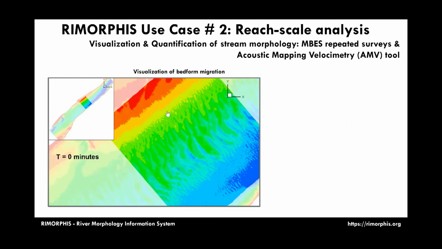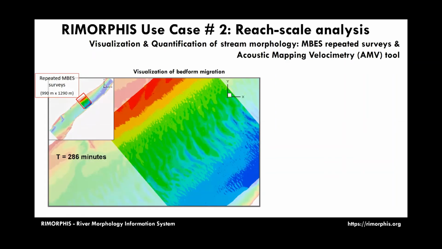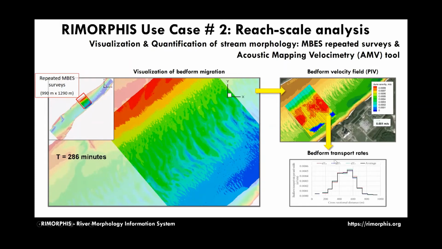Another example, I would like to bring here the repeated MBES surveys from the same data set. On this area, 4 repeated surveys were obtained, and as you see in this animation, those 4 can be visualized. You get a sense of what the dynamics are on the bed form. And then we apply PIV on these repeated images to get bed form velocity fields, and with analytical equations, we can calculate bed load transport rate remotely, non-intrusively, and we have a package of software already working called AMV to do all these things.